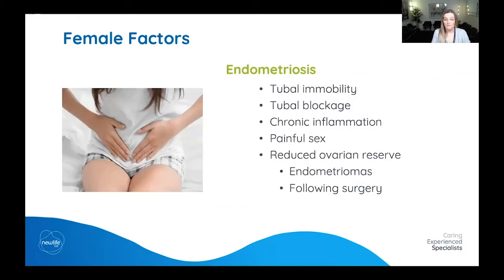Endometriosis, even though I've already mentioned it, gets its own category. It can impair tubal function, but it can also affect fertility in multiple other ways. To name a few, endometriosis can cause chronic inflammation, which can affect the embryo and impair implantation. It can cause painful sex, which makes conceiving naturally very difficult. And sometimes we see women with endometriosis having reduced ovarian reserve or egg numbers.